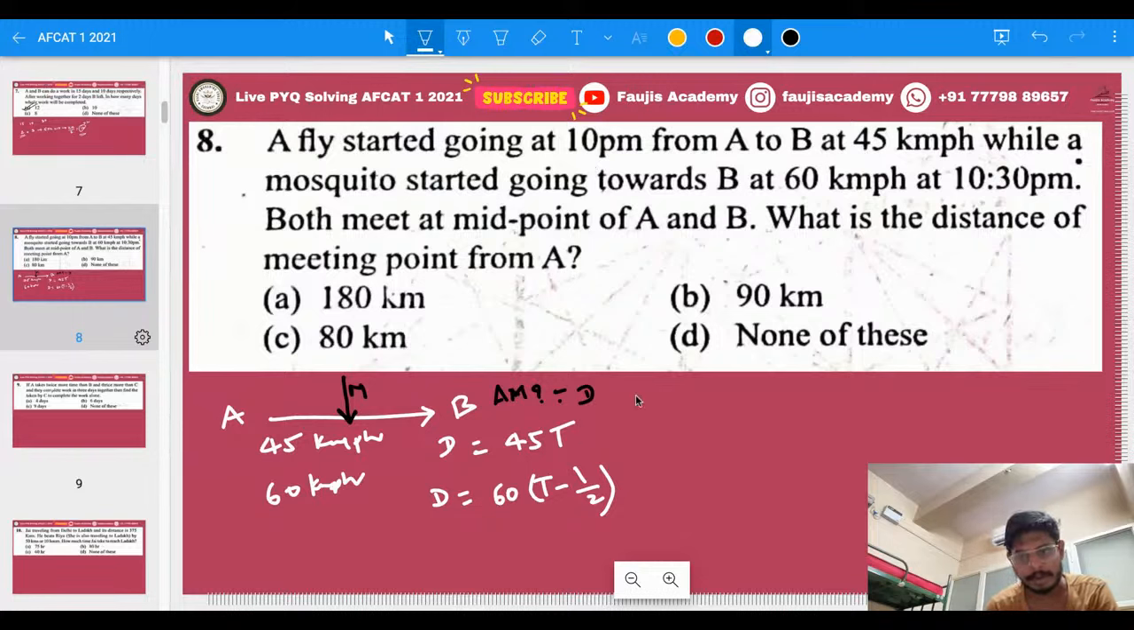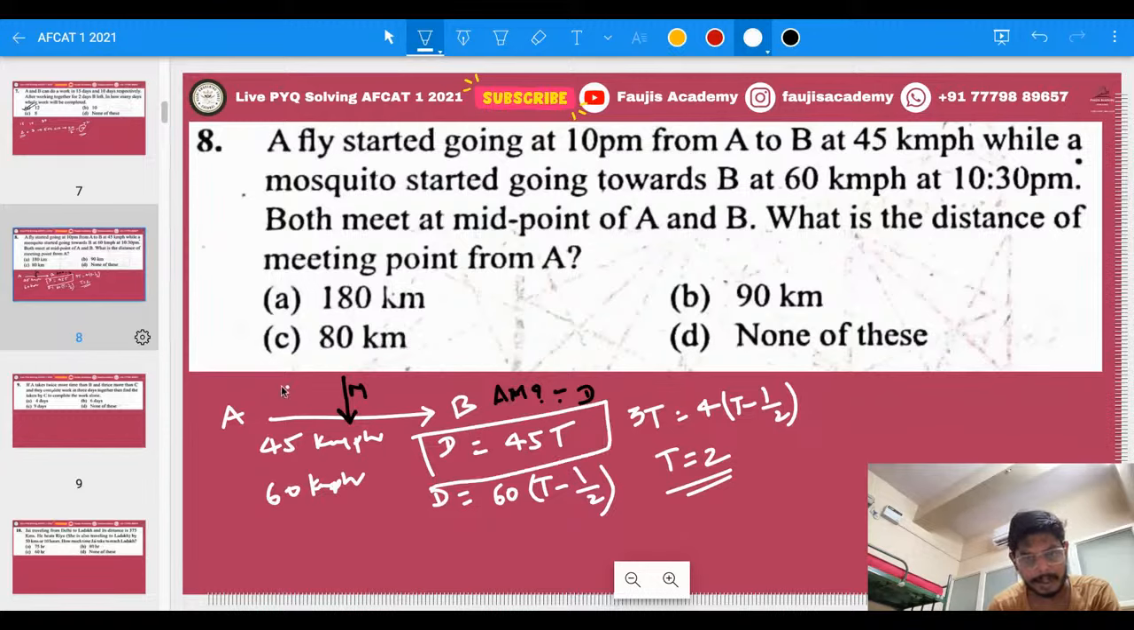Because the mosquito started at 10:30 and the fly started at 10 p.m. So if we solve these two, we'll get 3t is equal to 4 into t minus half, isn't it? If we work this out, we'll get t is equal to 2. Now if we put t is equal to 2, we will find D, which is the value of AM, the midpoint as well. So that is why we'll go ahead with B as the answer.